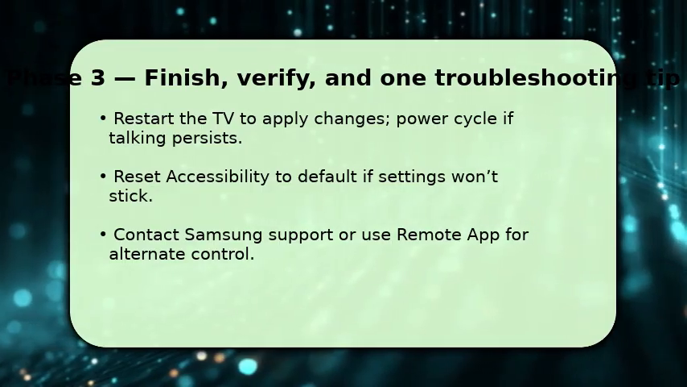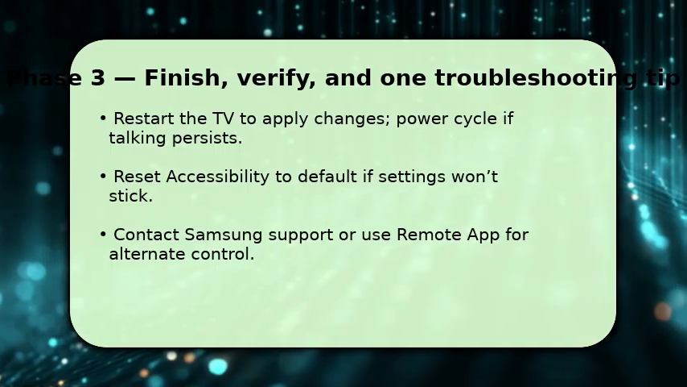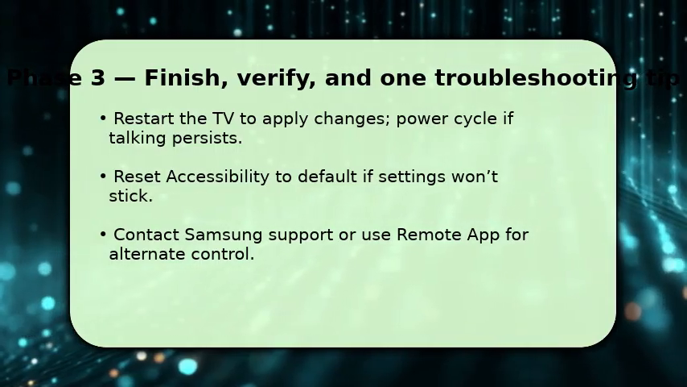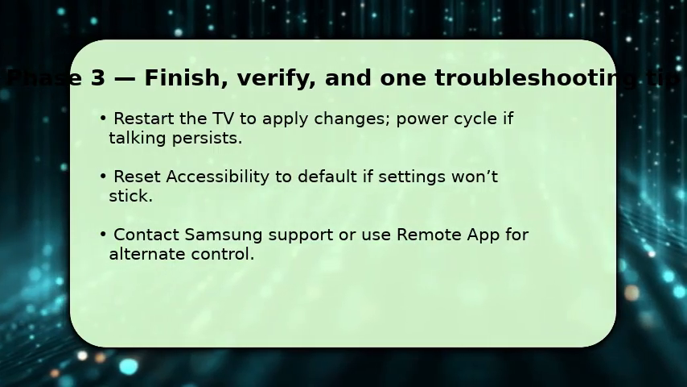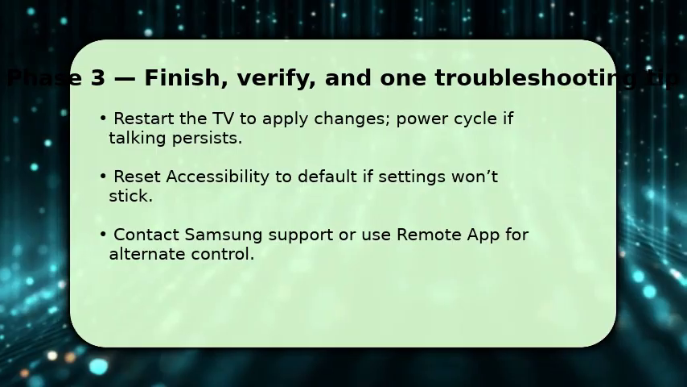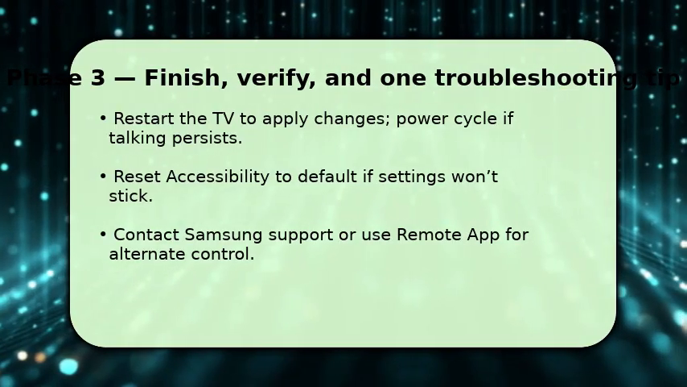If problems persist, reset Accessibility to default so hidden toggles clear. Make sure to document which menus you changed. If nothing works, contact Samsung support or use the SmartThings/remote app to double-check.